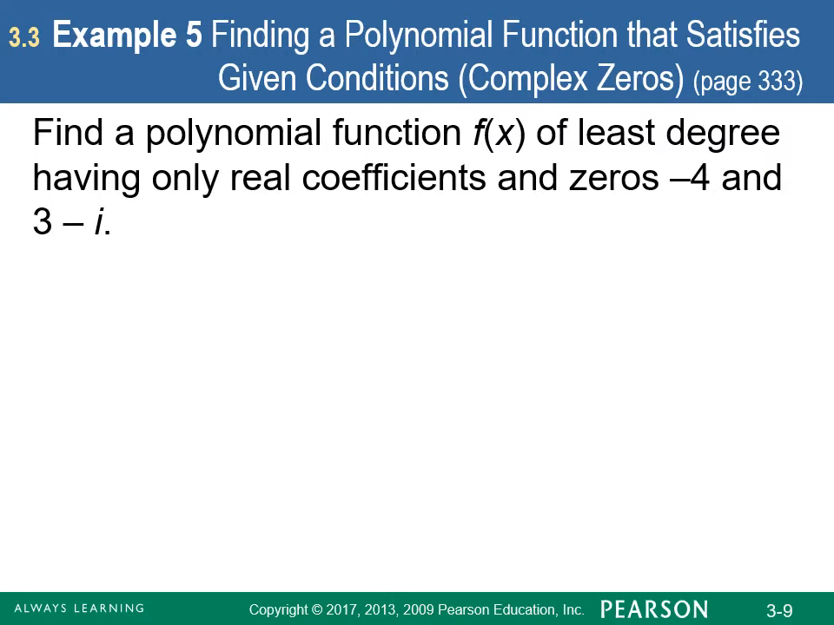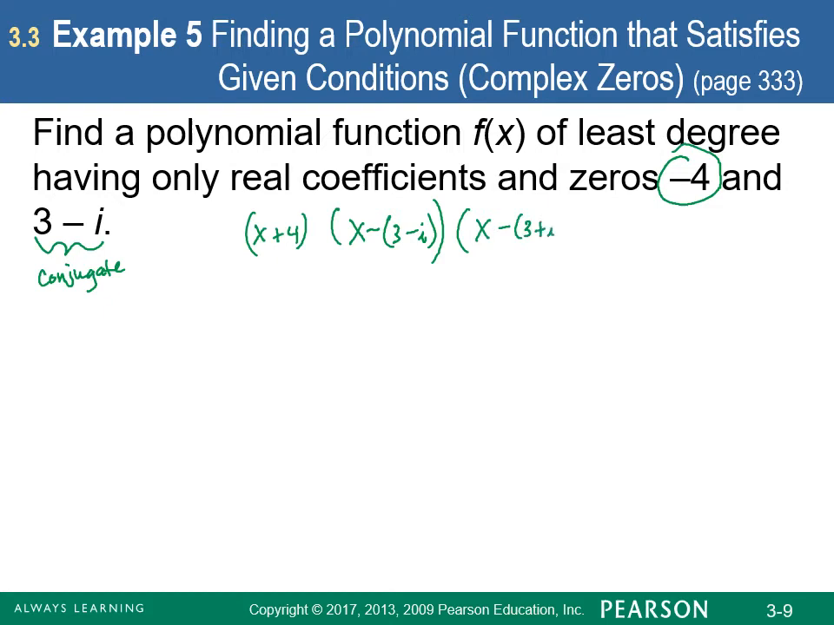So like the previous two, this time we're told negative 4 is a 0. So we know that we have an x plus 4 as one of our factors. We're also told that 3 minus i is a 0. So the factor for that would be x minus 3 minus i. Now there's also a property concerning conjugates. If 3 minus i is a 0, then 3 plus i is also a 0. And that would be x minus 3 plus i.